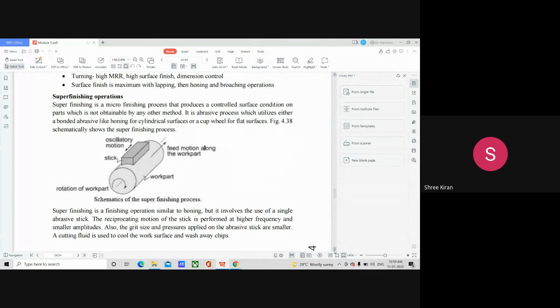So in super finishing, what happens? See, super finishing is a micro finishing process. It is mainly a micro finishing process. We have already discussed it in the previous module. Super finishing is a micro finishing process.